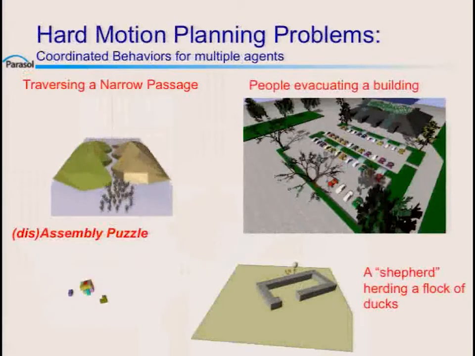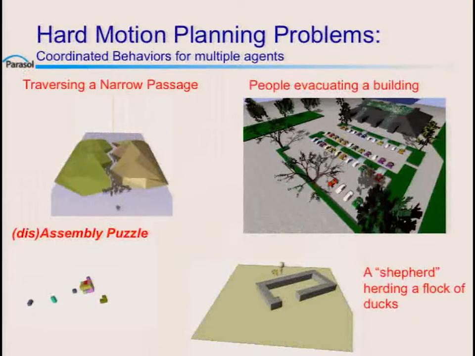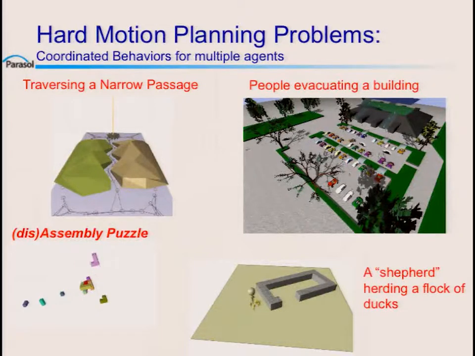So far we just had examples where we had one agent. Here we have multiple agents that need to move and be planned together. On the bottom, we actually have two groups of agents. We have one agent who's trying to herd a flock of other agents and push them into this corral type area. The puzzle down there is a disassembly puzzle. That's related to what you would do for a disassembly problem or assembly problem.